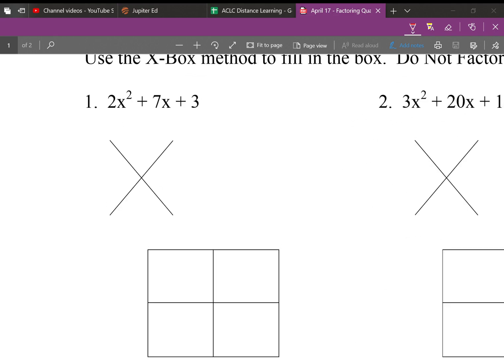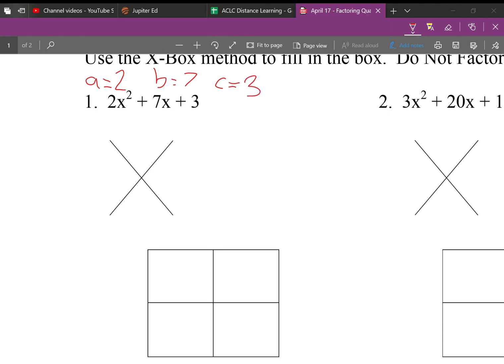So first, we all know how to do ABC. I'm actually going to write it on the top. You don't have to, but I'm going to want some room there. A is the number in front of x squared, which is 2. B is the number in front of x, which is 7. And C is the number by itself, rather, which is 3.